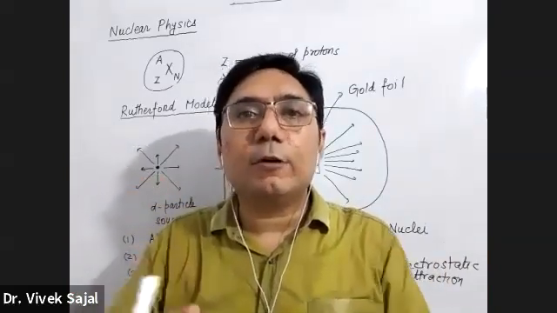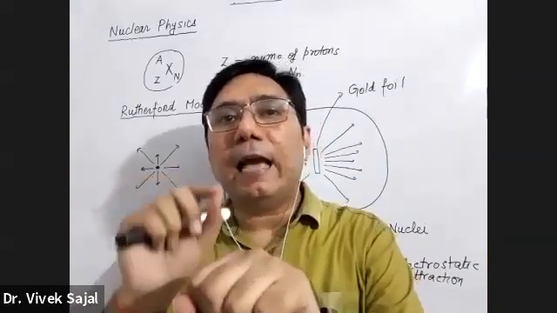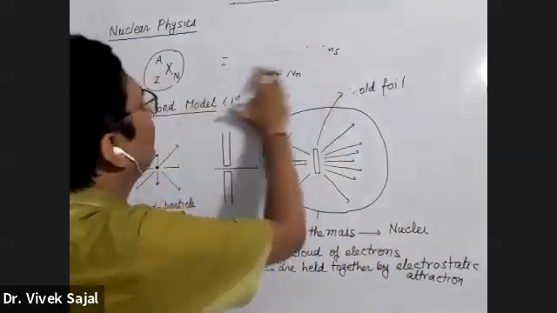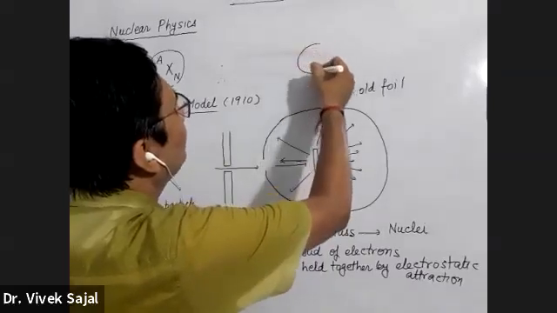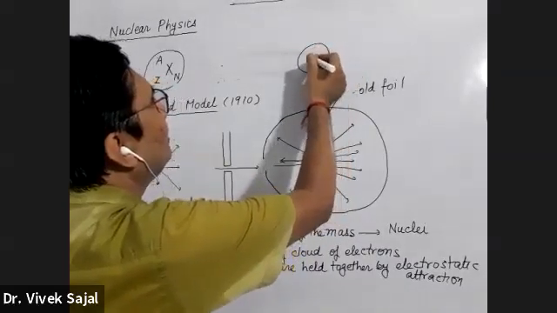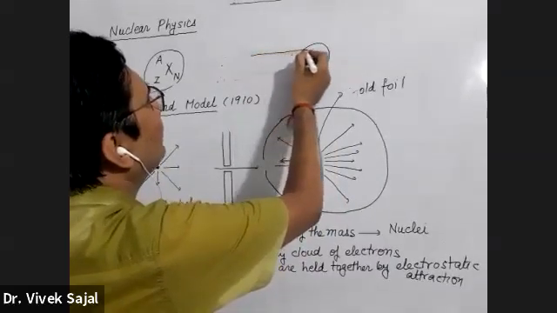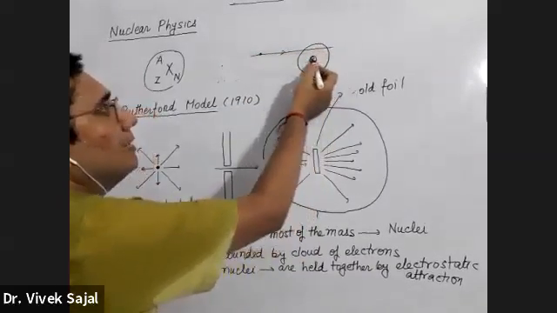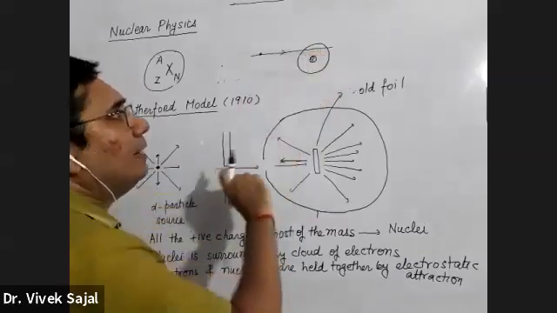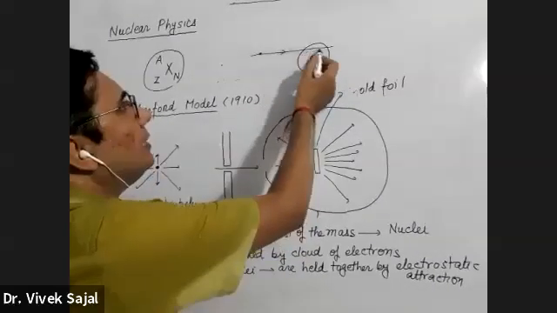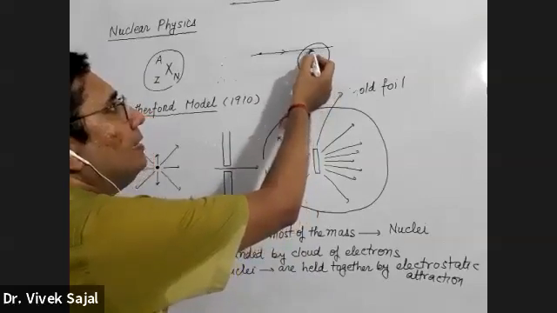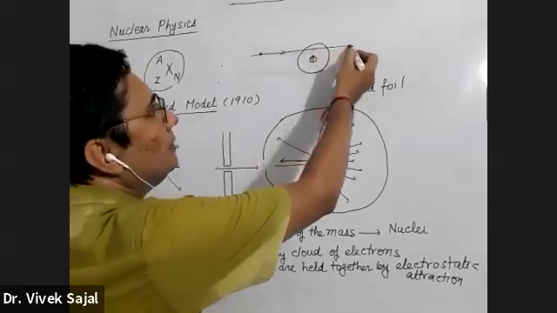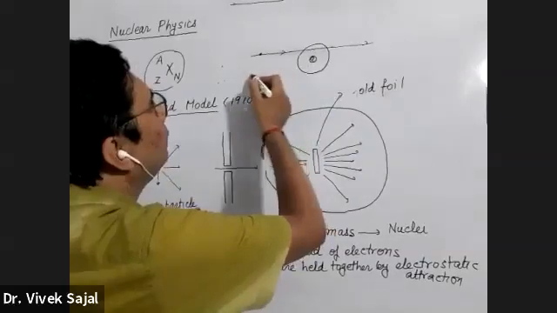Because most of the atom is empty except the nuclei, you can consider it this way: if this is the atom, suppose, and this is the nuclei here. When the alpha particle is passing through this region, the interaction between this nuclei and this alpha particle is negligible, because this region is nearly empty. So due to this reason, this alpha particle will move nearly undeviated.